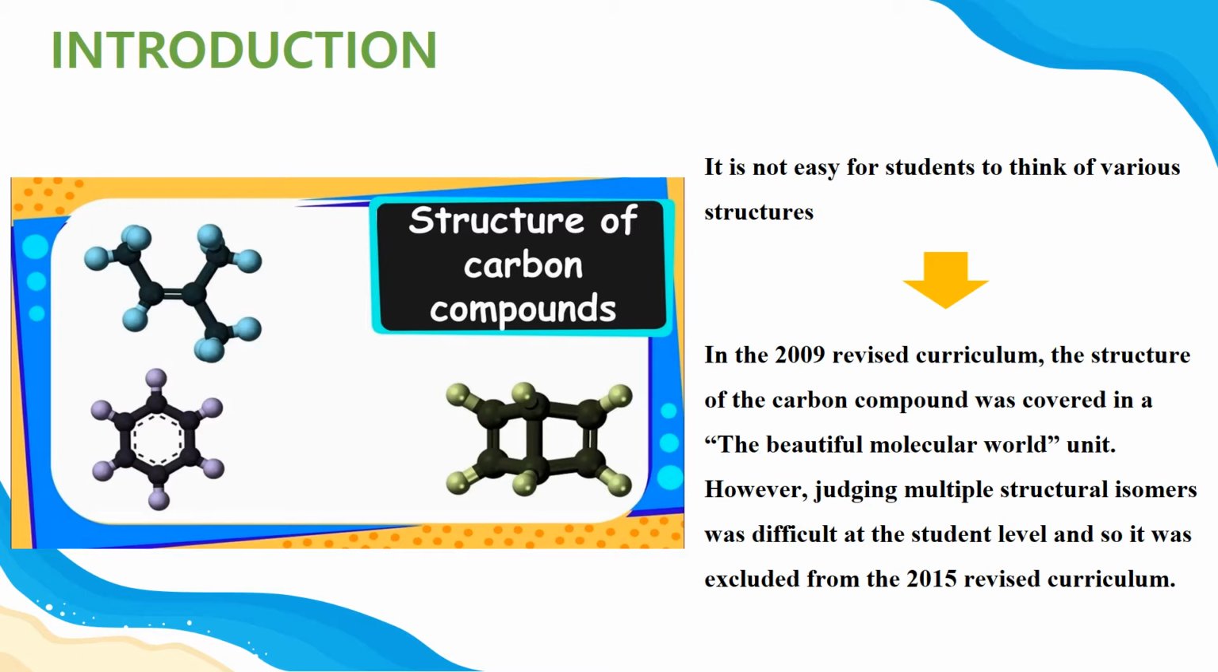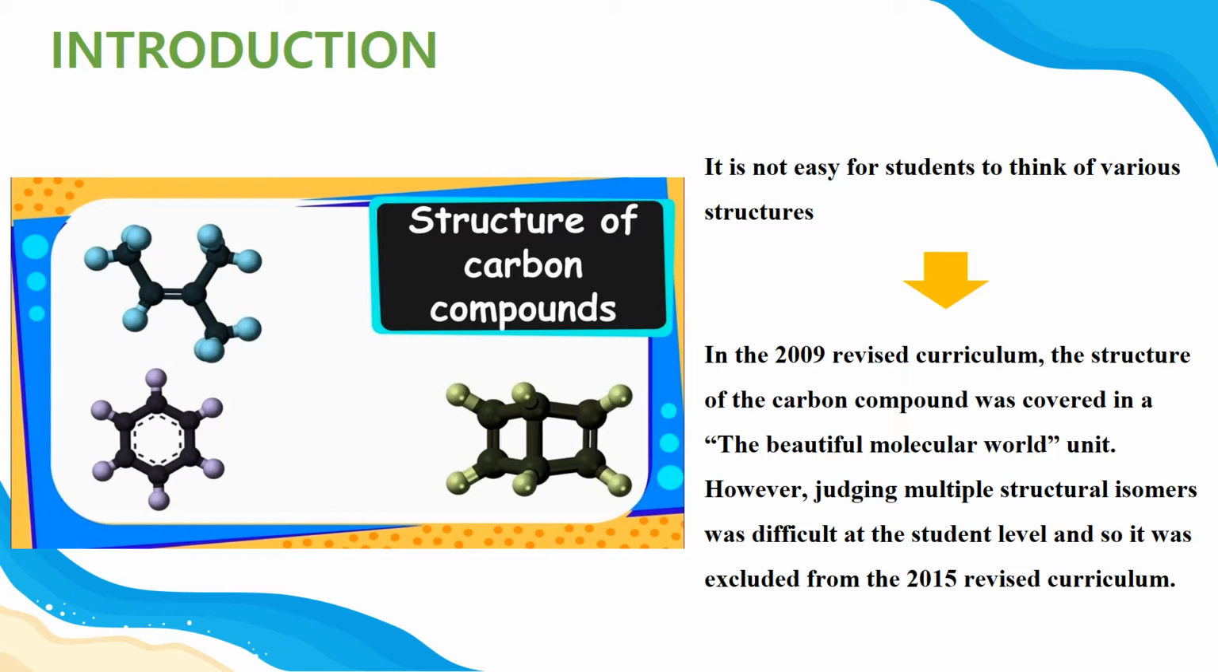The structure of carbon compounds in chemistry is a difficult domain for students. It is not easy for students to think of various structures because there are many possible structures in one formula. In the 2009 revised curriculum, the structure of carbon compounds was covered in the beautiful molecular world unit. However, judging multiple structural isomers was difficult at the student level, so it was excluded from the 2015 revised curriculum.